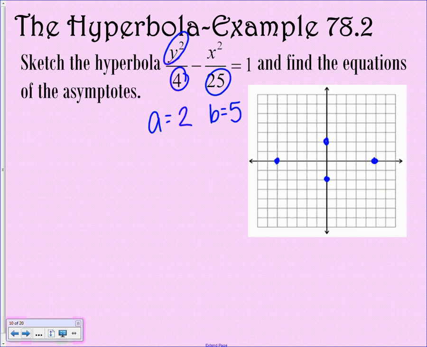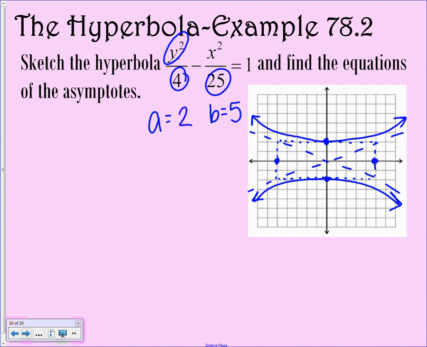And now we make our box. Remember, you want to dot your box or dash it. Okay? And you can do your asymptotes. And now it's going to open up and down because y squared comes first, not x squared. Okay? So it's going to open up and down. And it's going to approach your asymptote. You'll see how that works.